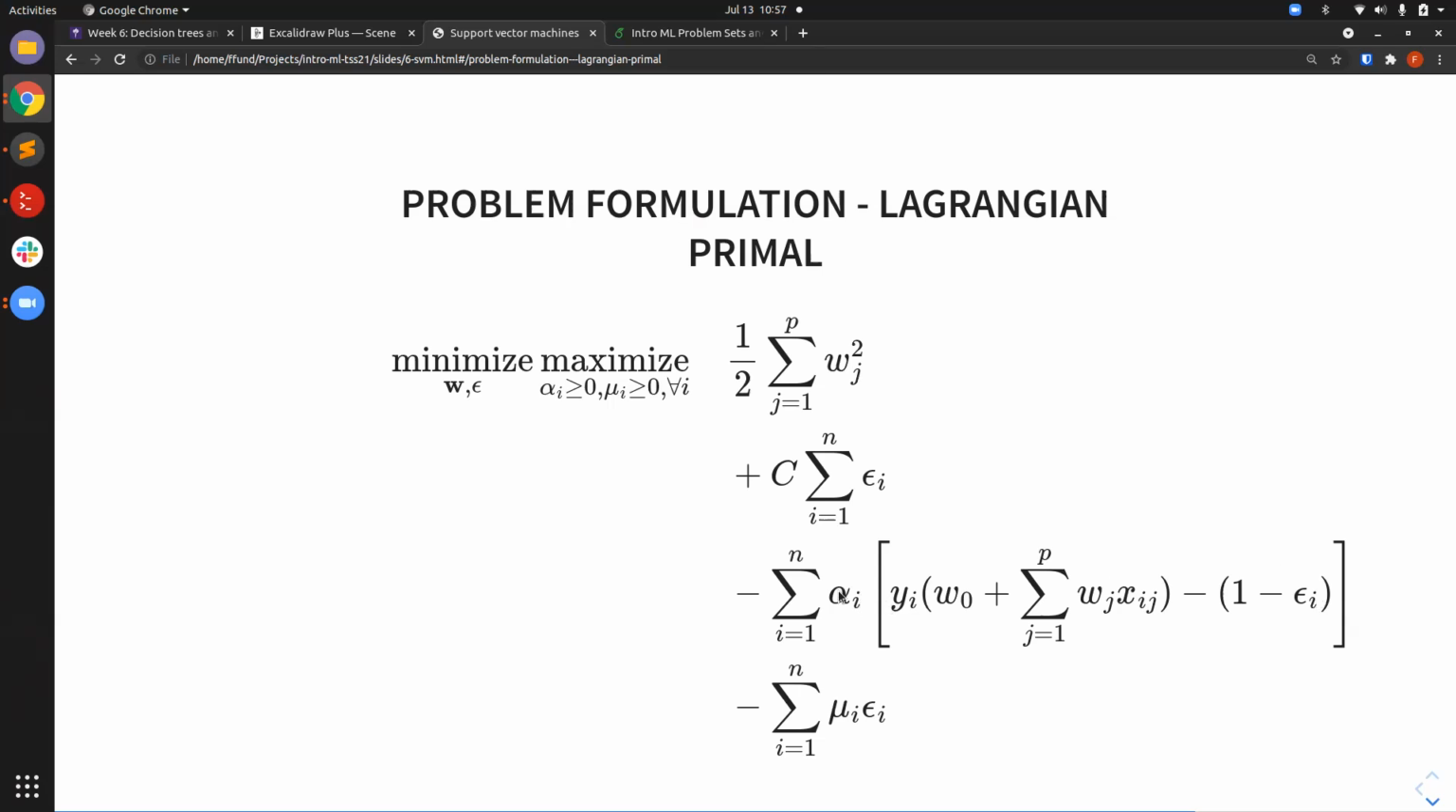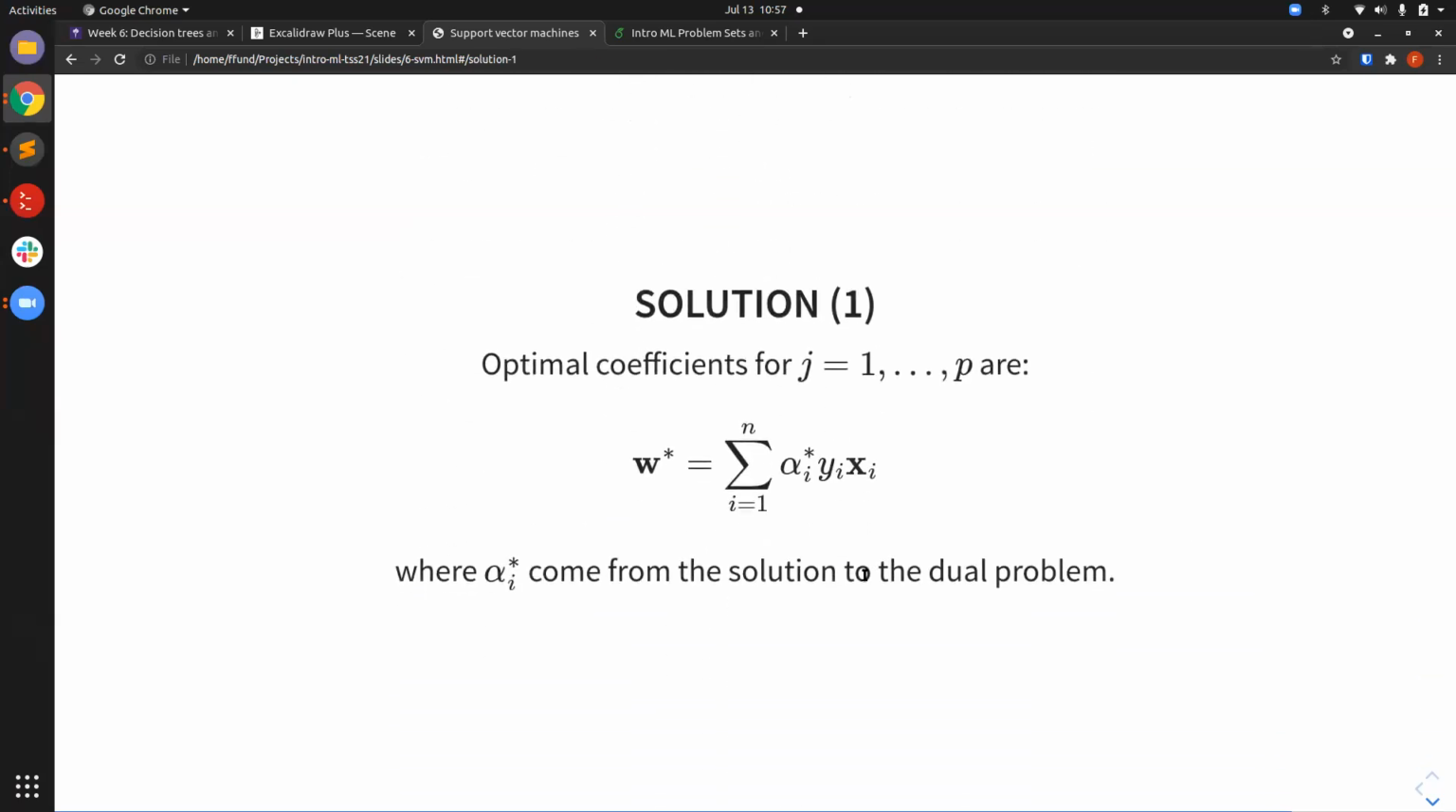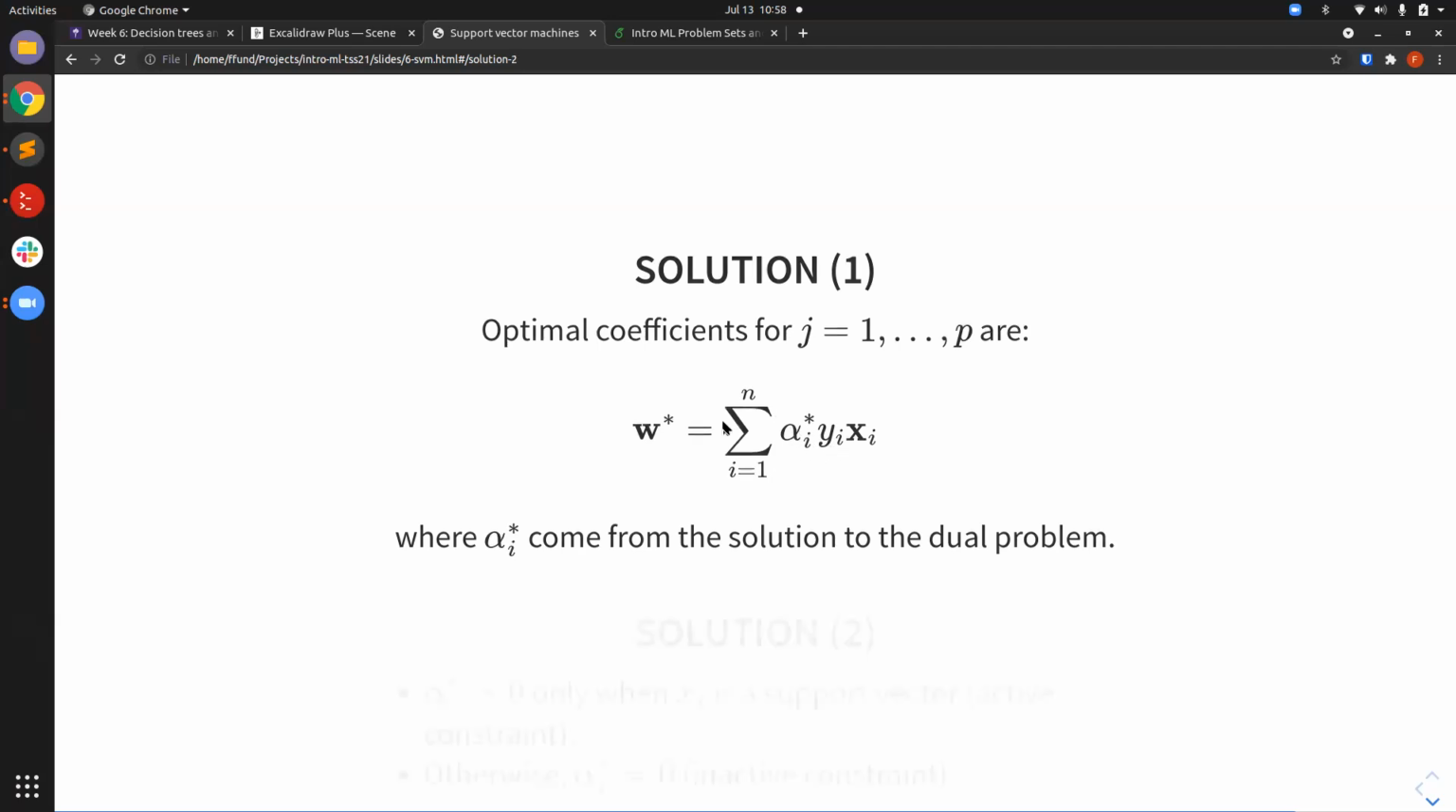For all of the points that are easily classified, far from the margin on the correct side, the constraint is not active and alpha will be 0. Alpha is non-zero only for the support vectors. So when we use this expression to find the optimal weights, we have an alpha per sample, but they're non-zero only for the support vectors. So we take the sum over all the samples, but really we're only taking the sum over the support vectors.